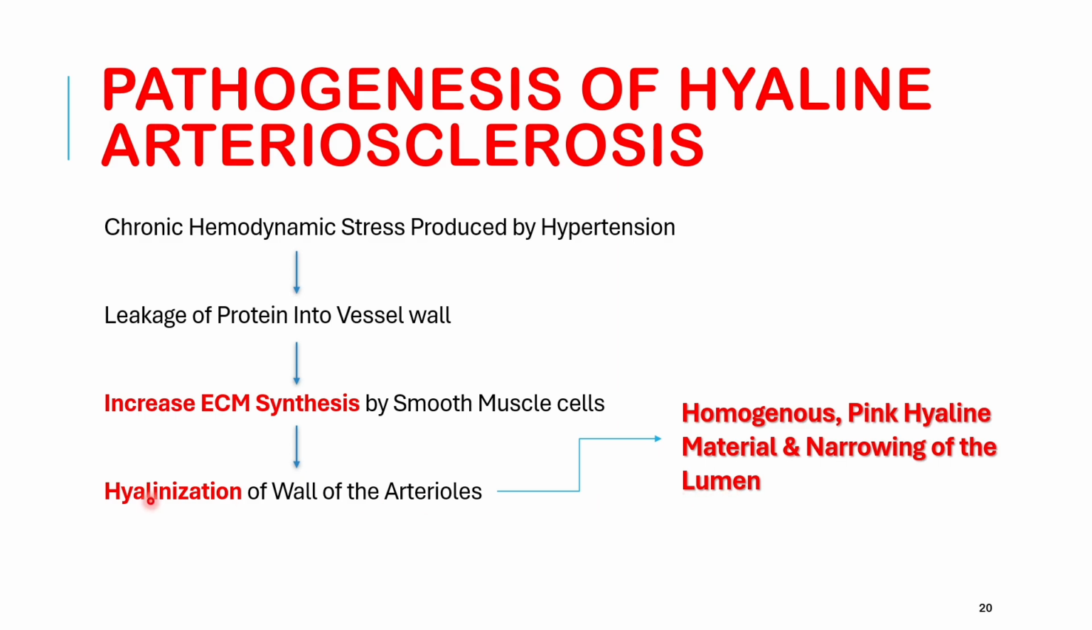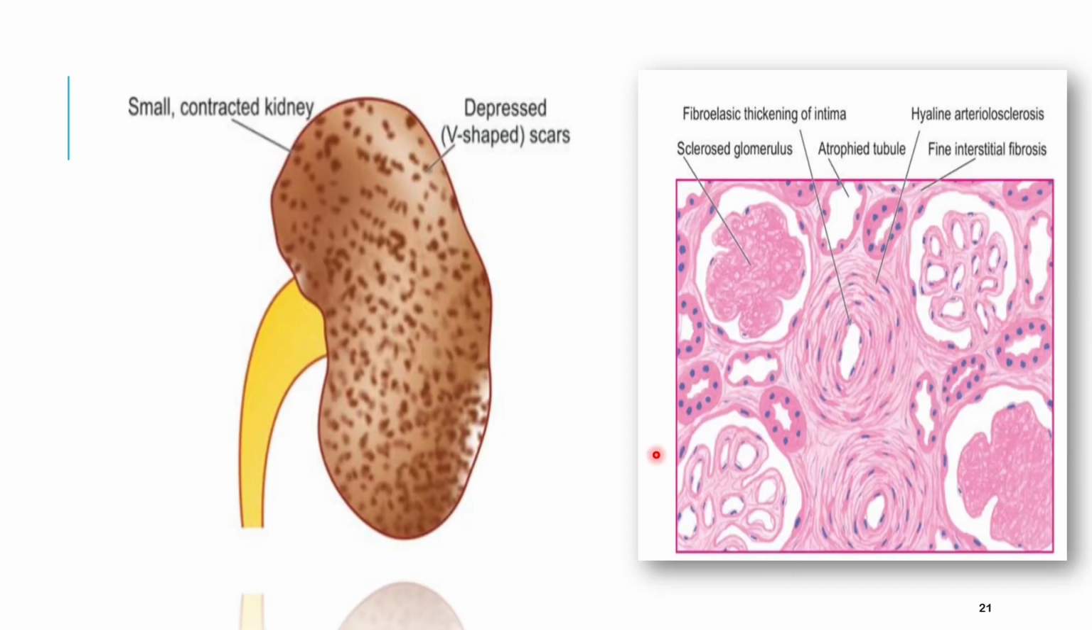That is known as a hyalinization of the arteriole. And that's why the name given is hyaline arteriosclerosis. So hyaline arteriosclerosis means, because of increased extracellular matrix production, homogeneous pink hyaline material deposition and narrowing of the lumen, that is known as a hyaline arteriosclerosis. So this is the case of hyaline arteriosclerosis, pink hyaline material deposition.